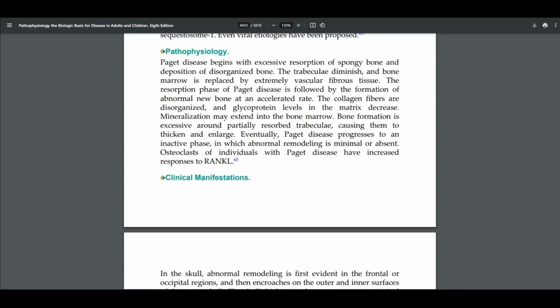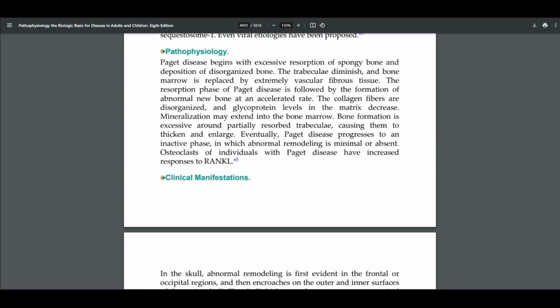So what is the pathophysiology? Well, Paget's disease begins with excessive resorption of spongy bone and deposition of disorganized bone. The trabeculae diminish, and bone marrow is replaced with extremely vascular fibrous tissue. The resorption phase of Paget's disease is followed by the formation of abnormal new bone at an accelerated rate. The collagen fibers are disorganized and glycoprotein levels in the matrix decrease. Mineralization may extend into the bone marrow.